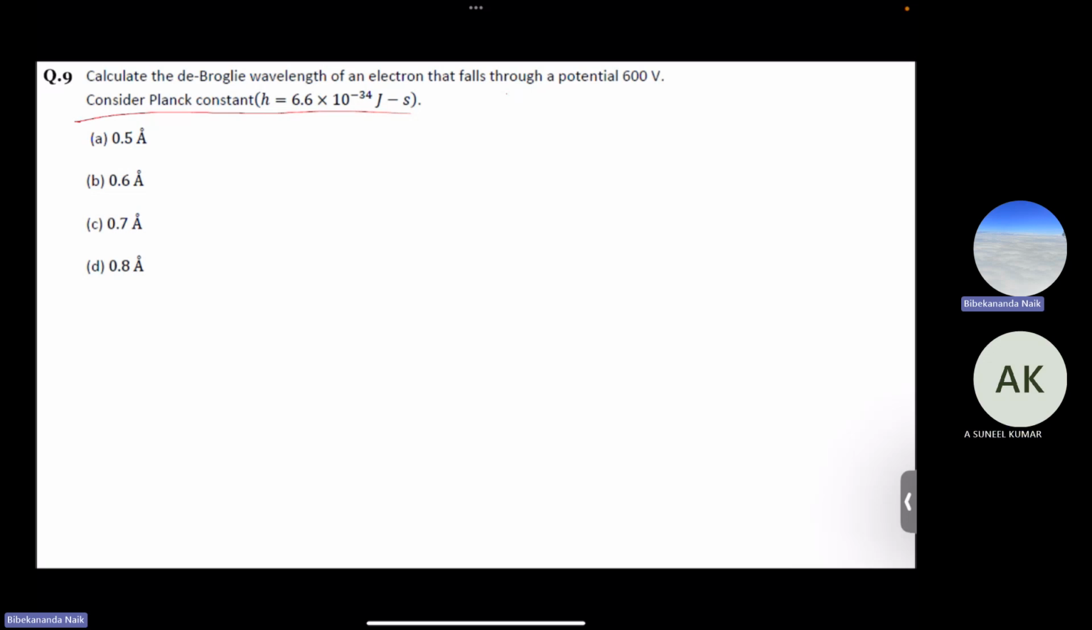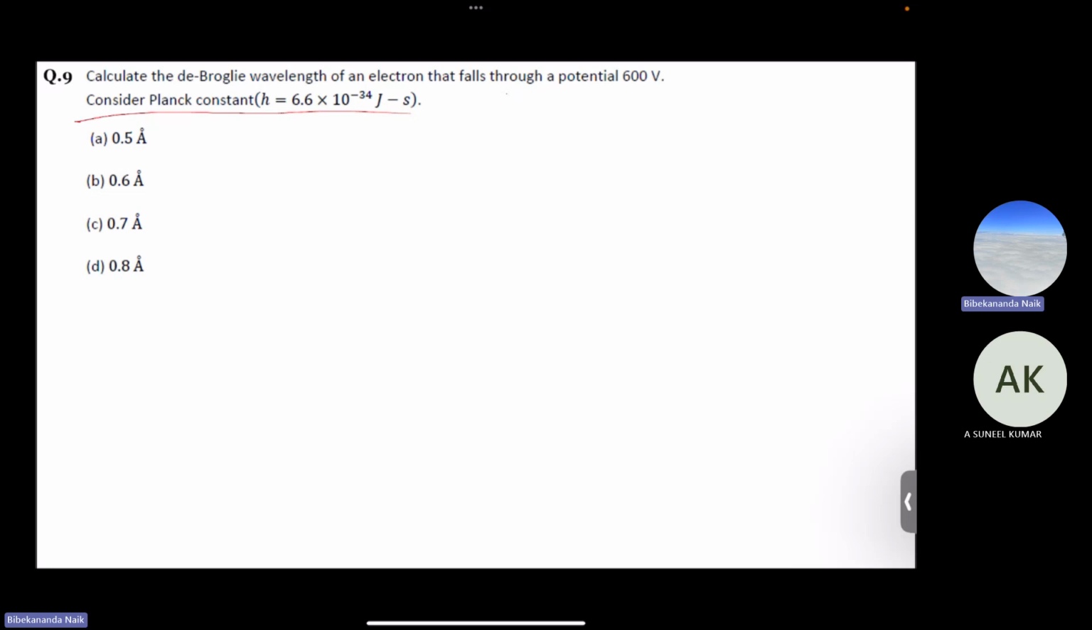You said lambda in angstrom will be 12.24 divided by root V. So how is this formula derived? Sorry, sir. If V is given, then you just said lambda will be 12.24 angstrom divided by root V. I consider the kinetic energy equal to the applied potential. So half mv square is equal to eV.